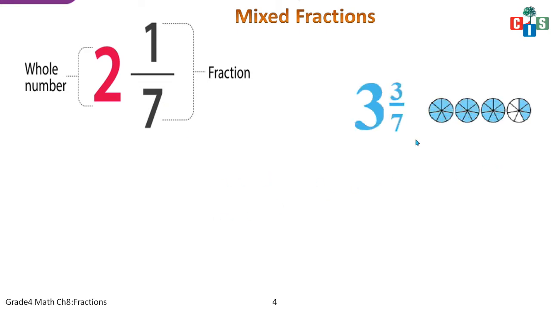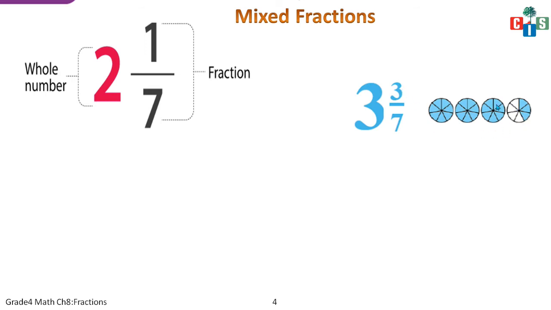Let's see the other example, 3 and 3/7. So 3 parts are full, these are whole. Can you see 3 whole circles are there? So this is the whole number, 3 is the whole number and 3/7 is a fraction, meaning a part of the whole. What is the fraction? 3/7. 3 parts of a whole circle which is divided into 7 parts.